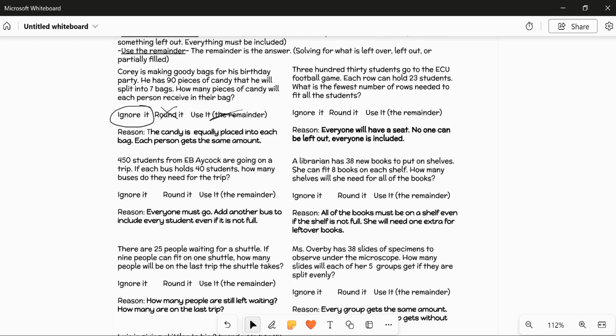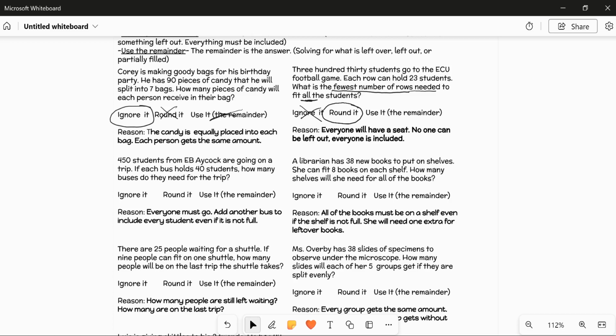Next, 330 students go to the ECU football game. Each row can hold 23 students. The question asks, what is the fewest number of rows needed to fit all the students? Well, it's important that it says the fewest number of rows needed to fit all of the students. That lets us know that no one can be left out. Therefore, we can't ignore that there is a remainder, and we must include everyone.